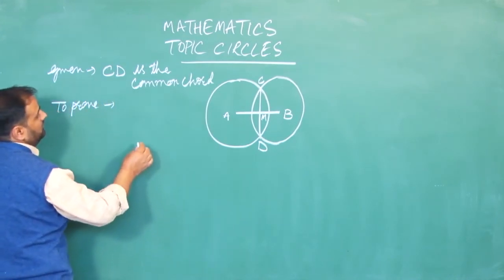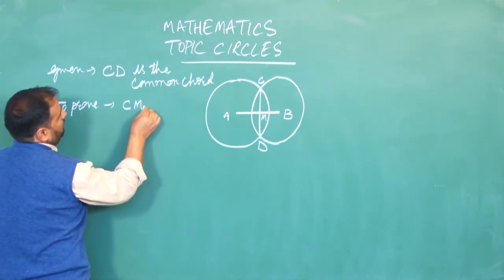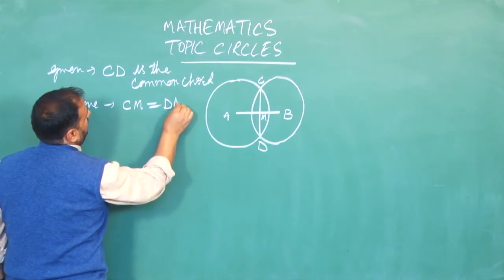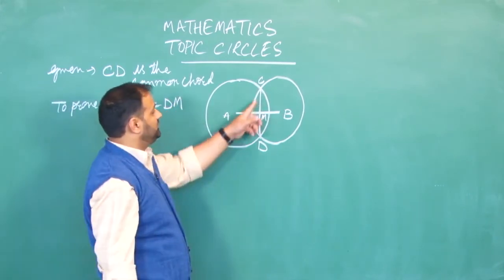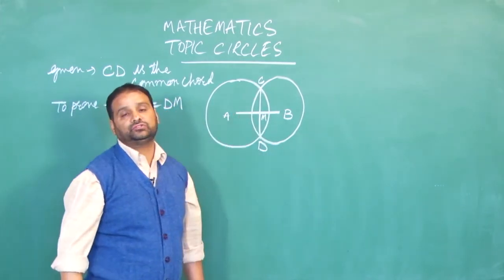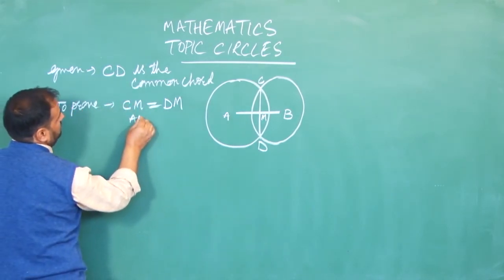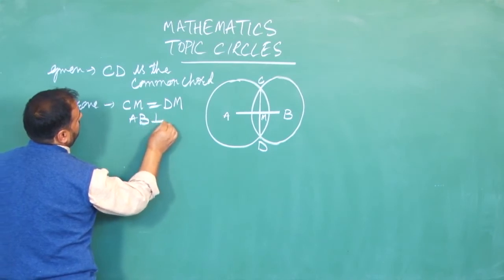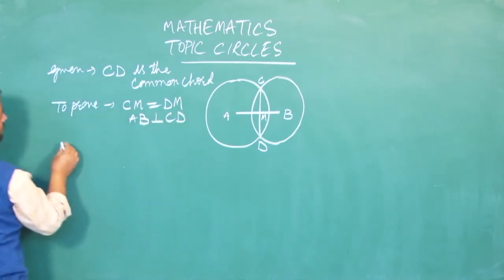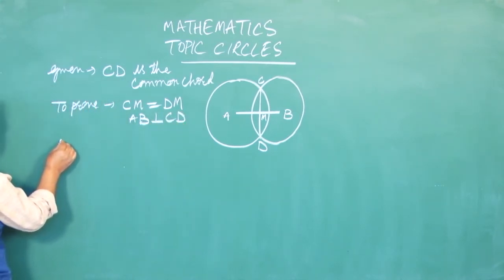That means we need to prove that the common chord gets bisected and the common chord intersects the line that joins the centers of circle at 90 degree. That is, we need to prove that AB is perpendicular to CD. For that, we do a little bit of construction.